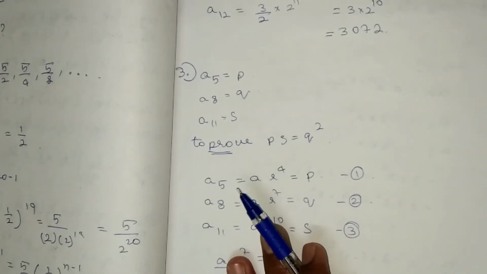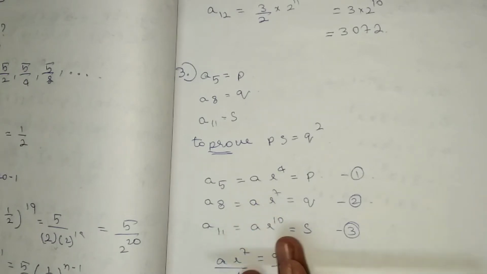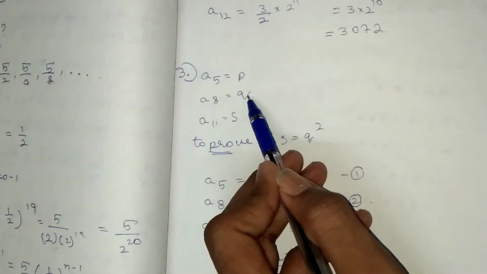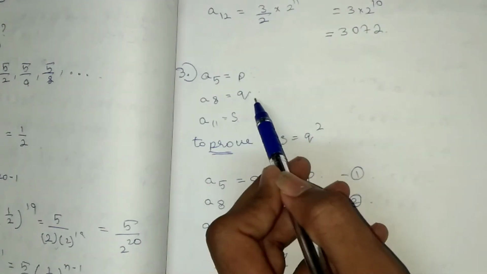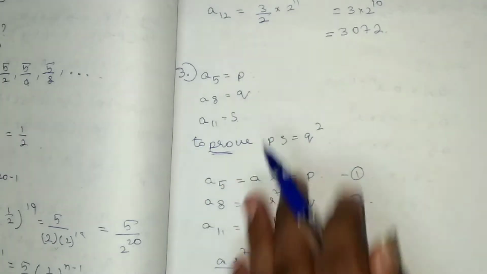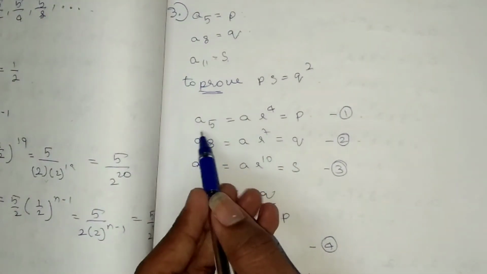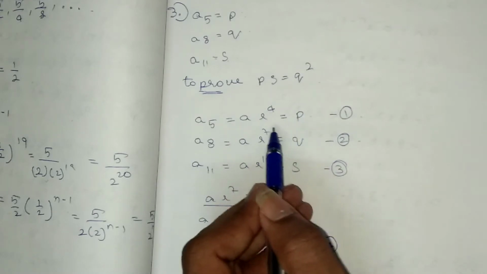Now moving on to the third question. The 5th, 8th and 11th terms of a GP are P, Q and S respectively. Prove that Q square is equal to PS. Before we get started, I know that you all know that if we divide this number by this number, we get R, and if we divide this number by this number, we get R. So in all the cases R is the same, so we are going to use this same method to prove this sum also. Now if you expand this a5, you get a r to the power 4 is equal to p.